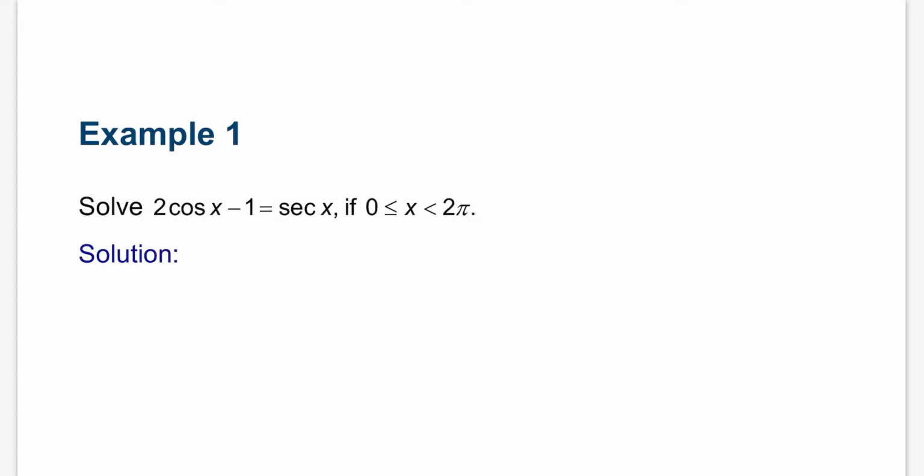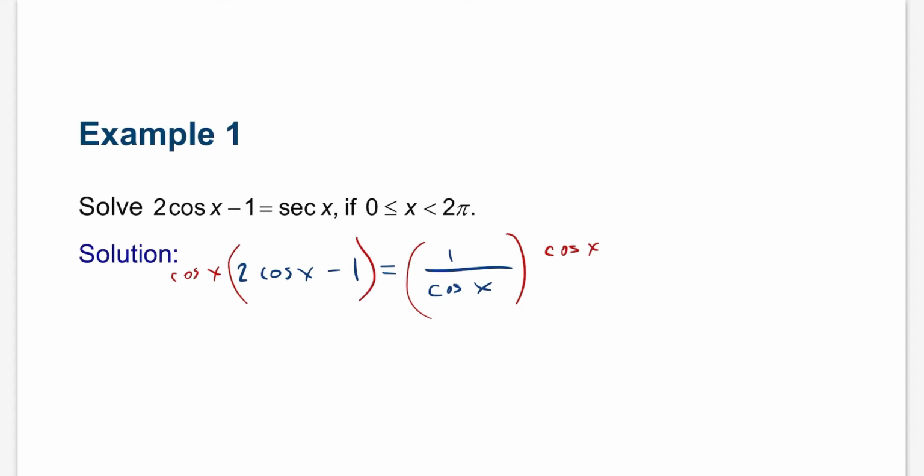For this first equation, we need to rewrite secant as 1 over cos. And now we can multiply both sides of the equation by cosine to get rid of the fraction. Notice that these will cancel. And on the left side we're going to get 2 cosine squared x minus cosine x equals 1.